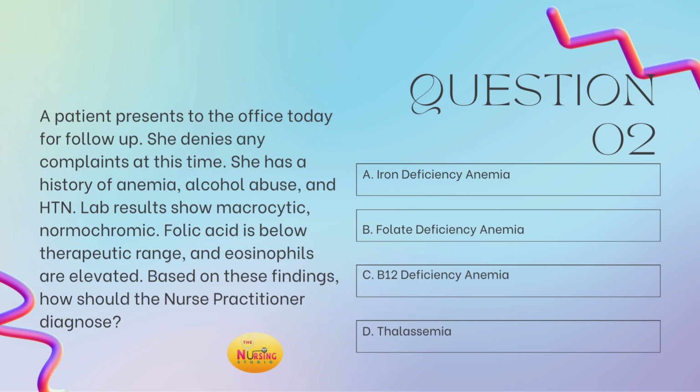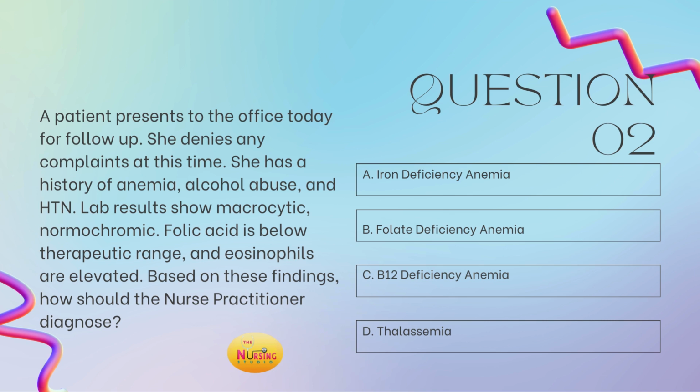We know both folate and B12 deficiency can be secondary to alcohol abuse, contributing to deficits in the vitamin sources in those patients. So she does have a history of alcohol abuse. And here it shows you that the folic acid level is below. So that should have really been your confirmation to go B, folate deficiency anemia.